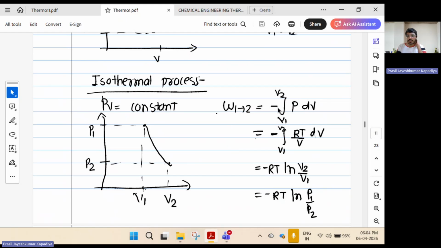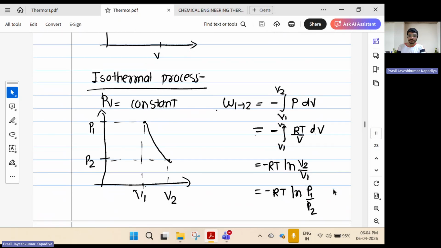So W I will get as minus of integration of P dV from V1 to V2. So for an ideal gas, what is P? PV is equal to RT. So I can replace P as RT by V into dV. So negative of RT ln V, since the integration of 1 upon V is ln V. So ln V2 by V1, or ln P1 by P2. Okay, so this is work done by the system. And for isothermal process, it is going to be minus RT ln V2 by V1.